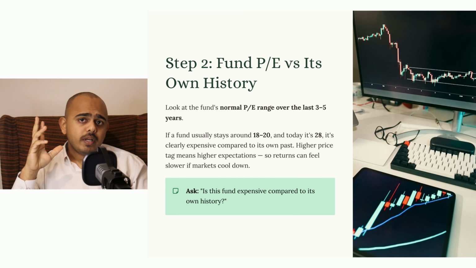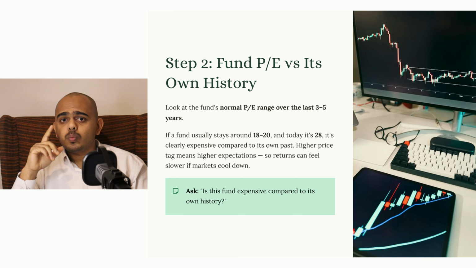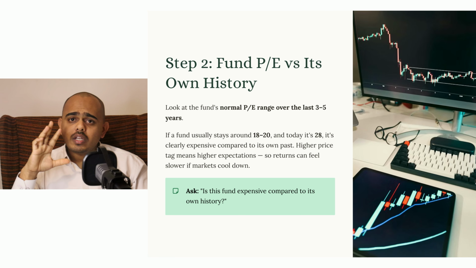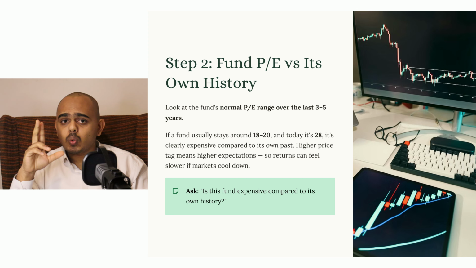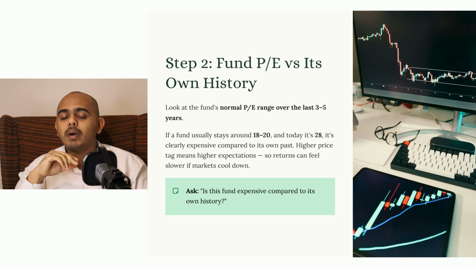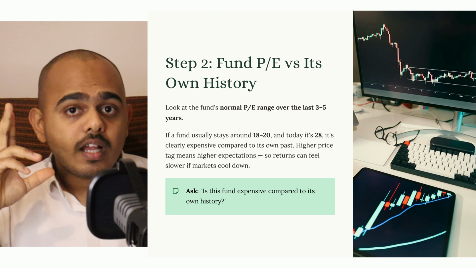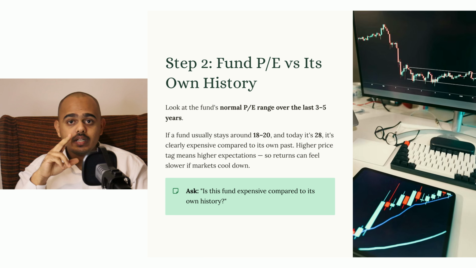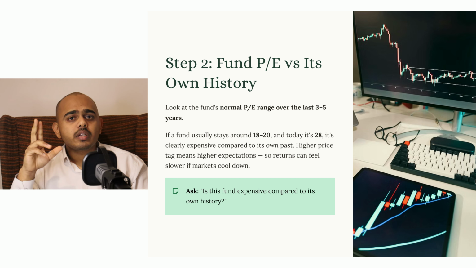Step 2. Compare today's fund PE with the fund's own history. Look at its normal range over the last 3 to 5 years. If a fund usually stays around 18 to 20 and today it's 28, it clearly looks expensive compared to its own past. Higher price tag means higher expectations, so returns can feel slower if the market cools down. Ask, is this fund expensive compared to its own history?